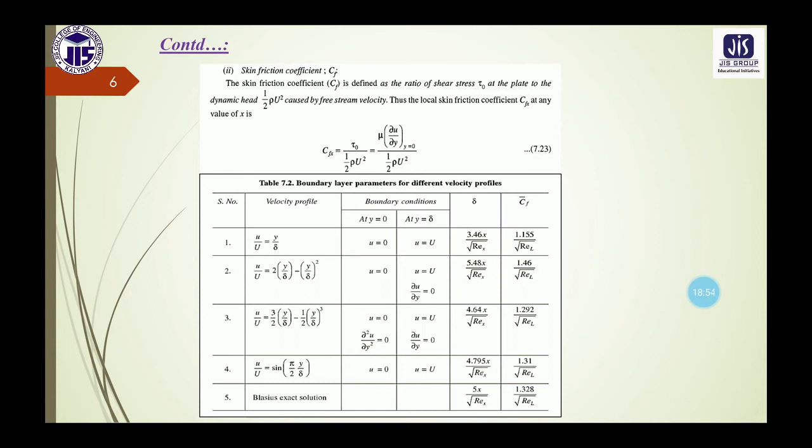So this is the thing that we need to remember: if no velocity profile equation is given in the question, then by default we need to consider the Blasius exact solution as the velocity profile, and the corresponding formulas of the boundary layer thickness and skin friction coefficient of this Blasius solution we need to use to solve the numerical.